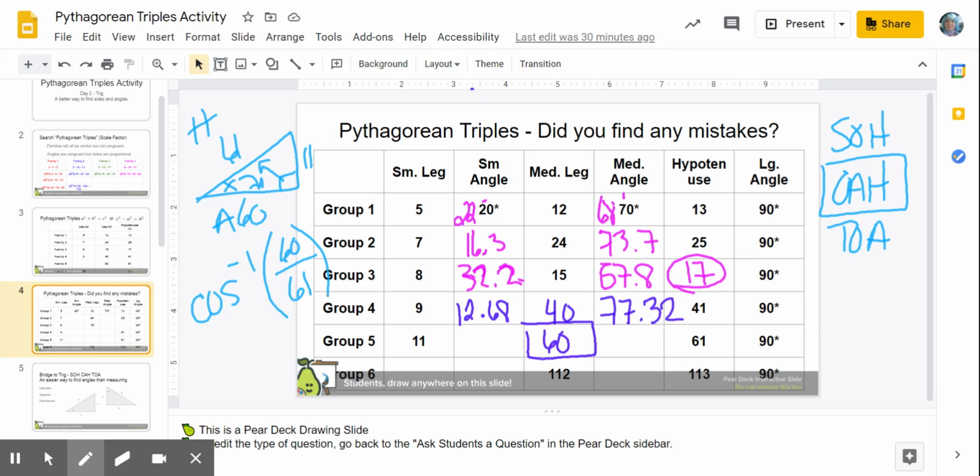It is 10.38. So I know that's the small angle, 10.38. So how do I find the medium angle? 79.62. 89.62 or 79.62? 70. Nice. Because these two angles should always add up to 90 degrees because this largest one is always 90 degrees. I think you guys have got it. I'm so impressed.